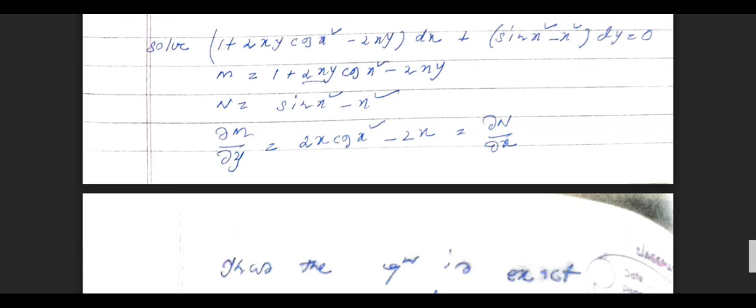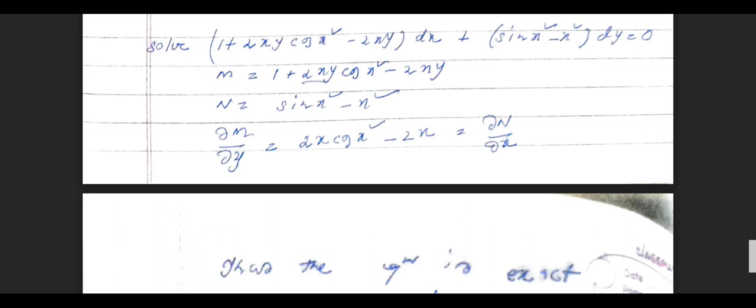Is it getting? Whether I have any problem here? Yes, ma'am. Getting, no? Everyone. So we got del M by del y equal to del N by del x. Both are equal. Okay, so it is an exact differential equation.